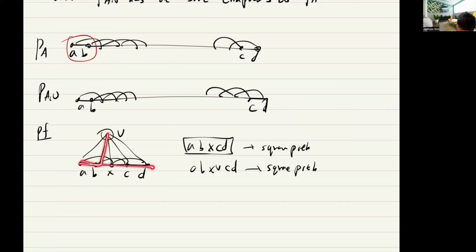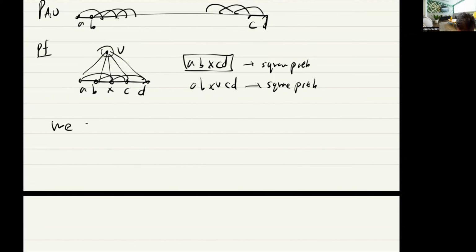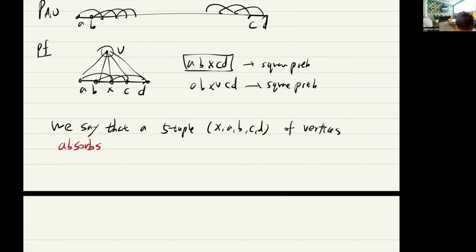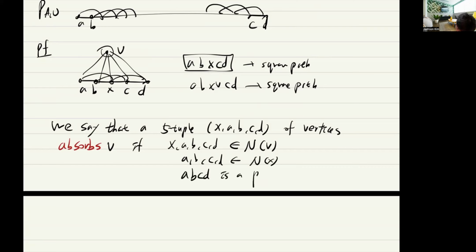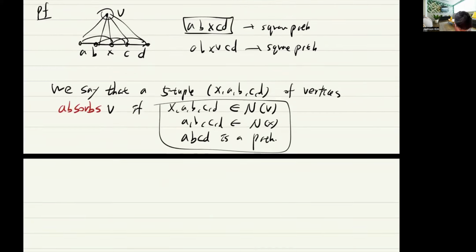So, we say that the 5-tuple X, A, B, C, D of vertices absorbs B if all 5 vertices are in the neighborhood of B, and A, B, C, D are all neighbors of X, and A, B, C, D is a path. So exactly if we have this.